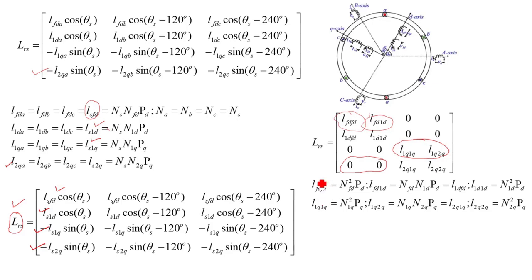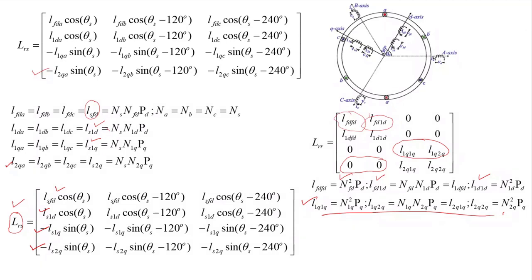And what are the values of LFD, FD? LFD, FD will become NFD square PD, in terms of permeance and number of turns. So now LFD, 1D will become NFD, N1D into PD. Similarly, that will be equal to L1D, FD. And L1D, 1D will become N1D square PD. All these values, of course, you know very well, so no need to explain. So this is all about the expressions for inductances we found through the flux linkage equations.